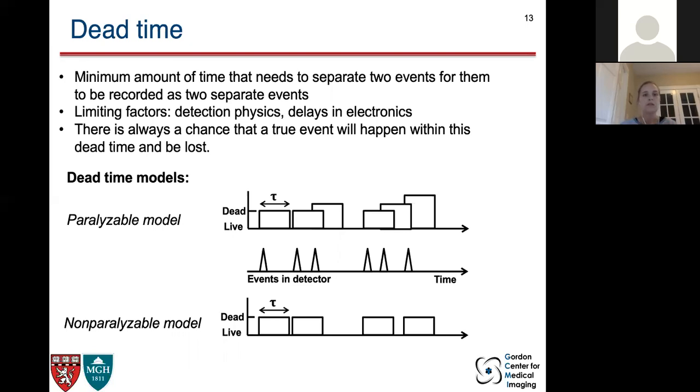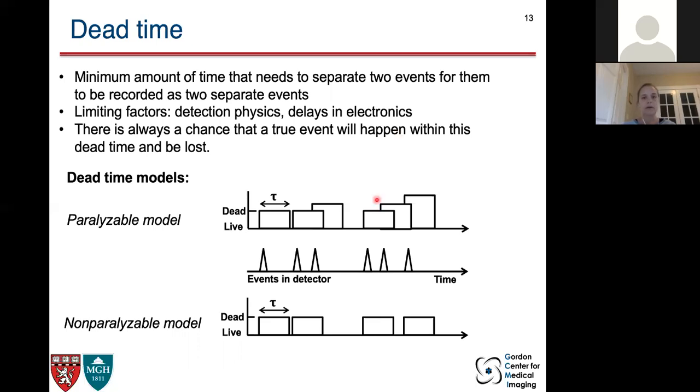So there's always a chance that, because radioactive decay is stochastic, a true event will happen very close to the previous event, within this dead time, and then be lost. So you typically talk about two dead time models, which are idealized models, and a real counting system will often resemble one of these two the most.